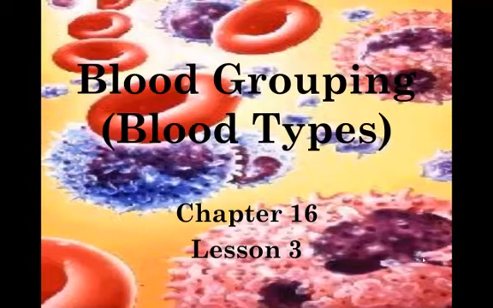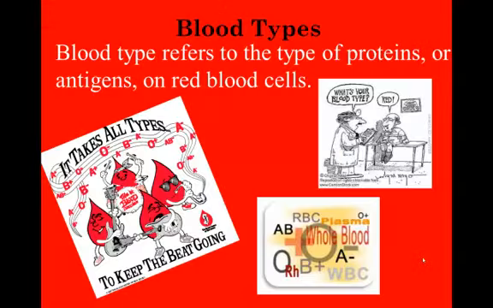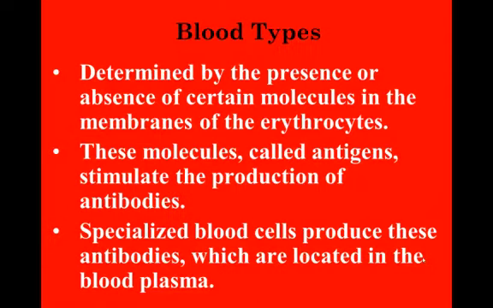Our last lesson on blood is blood types, or blood grouping. Now, blood type refers to the type of proteins or antigens that are on the red blood cells. They're technically found on the lining of the red blood cell. And blood types, here's how they were discovered.